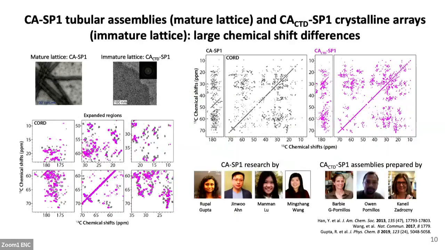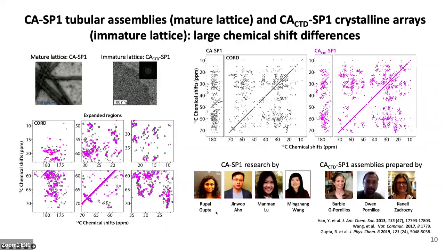For our project, the CA-CTD-SP1 immature type of protein assemblies were prepared by our collaborators at the University of Virginia, Barbie Pornillos, Owen Pornillos, and Kanil Zadrozny. As I mentioned before, CA-CTD-SP1 forms an immature type of lattice in vitro. It is morphologically different from the CA-SP1 tubular assemblies, which form a mature type of lattice. In 2013 to 2015, students from our lab and our collaborators studied the mature type of lattice, the CA-SP1 tubular assemblies, by NMR.